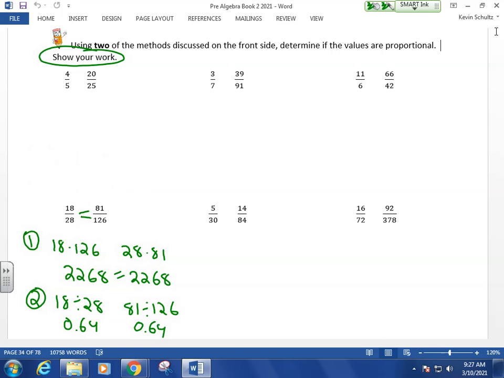All right, another one you'd like to do together. Annika, the last one, 16/72 over 92/378. Okay, well, does 16 go into 92 evenly? Anyone know? So maybe we shouldn't use scale factor. Anyone want to try and simplify 92 over 378? No, me neither. Okay, so let's use, again, cross products.